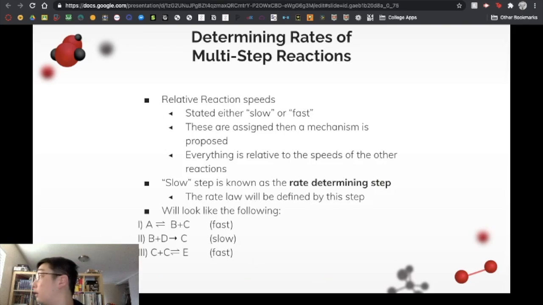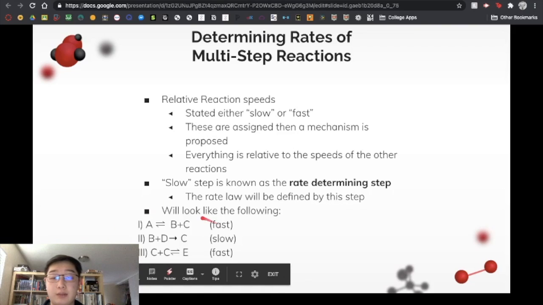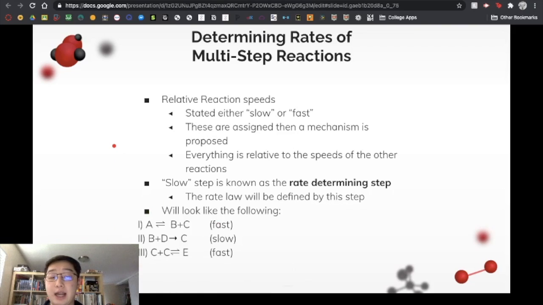So when you're determining the rates of multi-step reactions, the relative reaction speeds are going to be given, usually to the right, and you can see that down here, that's kind of what it'll look like. And it's either going to say that it's slow or fast. These are assigned as the mechanisms are proposed, and everything is given relative to the speed of the other reactions. So for example, slow could mean a lot of different things, but really it just means that it's slower than the other two steps.